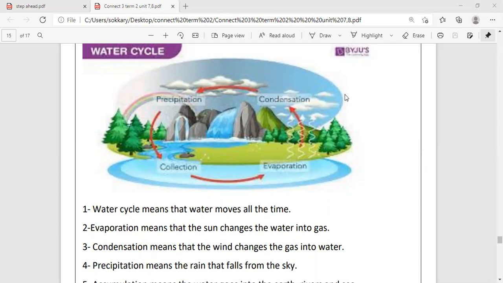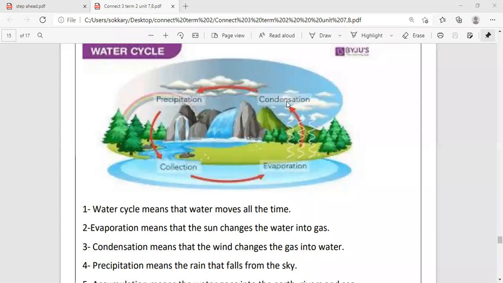The gas is hot. When the cold wind touches the hot gas, the hot gas becomes water. Do you know how? Like in the morning, when you are driving the car and it's very cold outside, you see water on the front window of the car, right? Why does this happen? Because your car is hot and the weather is cold. So the hot water condenses. This is called the condensation. They come together, they become water.